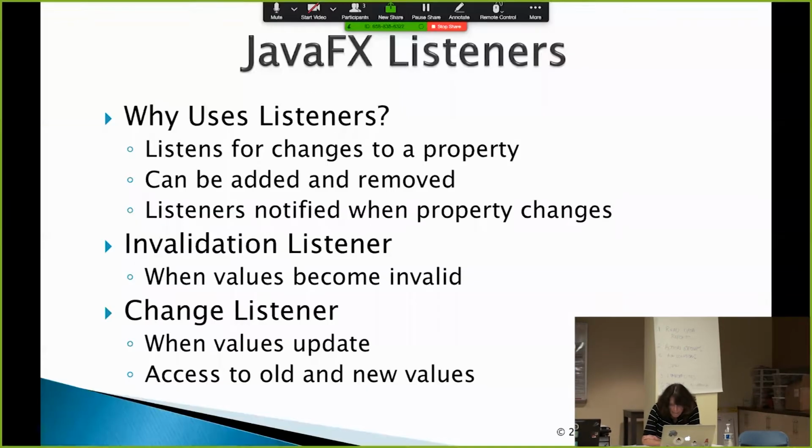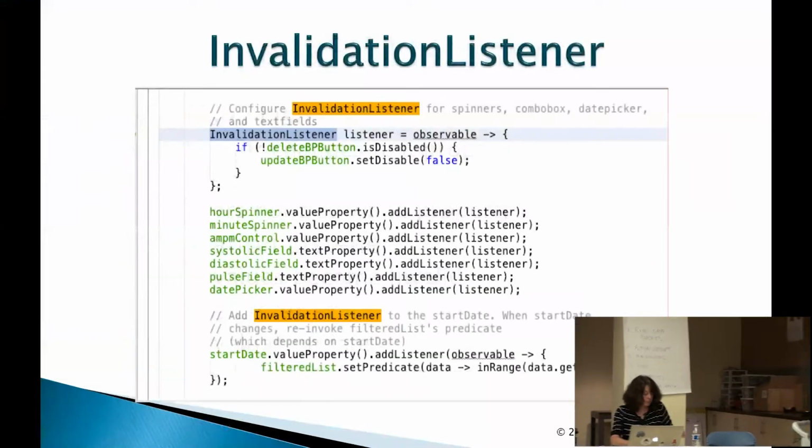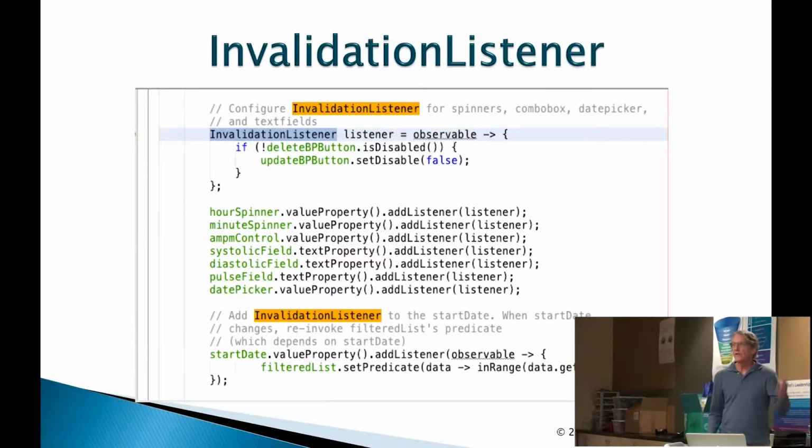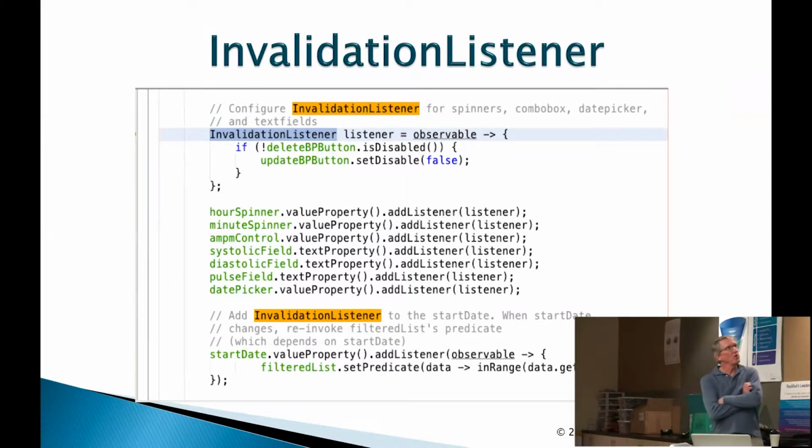Okay, so let's take a look at the invalidation listener at this point. This is the code snippet from our program right here.